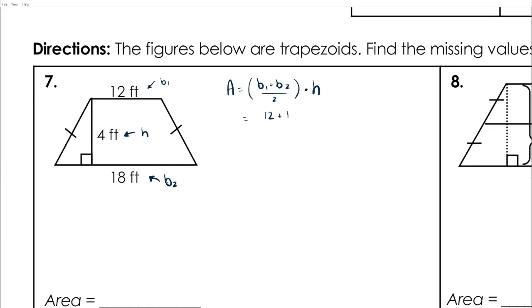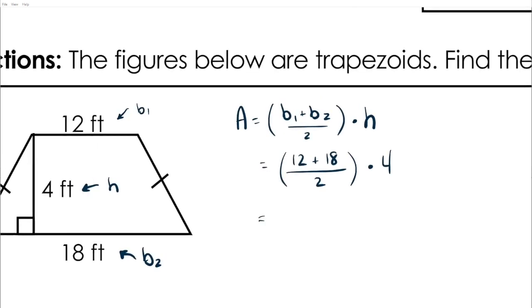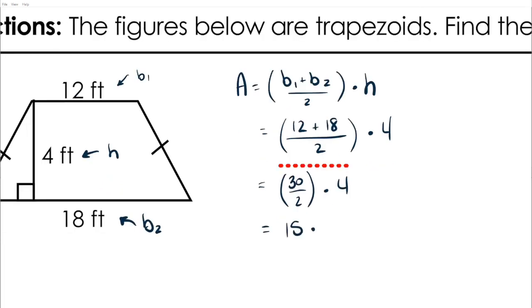So 12 plus 18, times 4. Order of operations tells us that this has to happen before our multiplication. PEMDAS, parentheses, exponents, multiplication. What's happening in that parenthesis needs to happen before I try to multiply by 4. So 12 plus 18 is 30. 30 divided by 2 is 15. 15 times 4, 60.